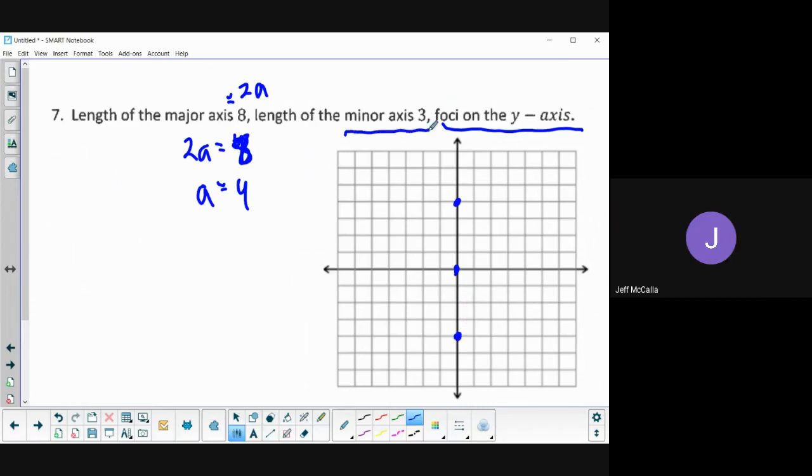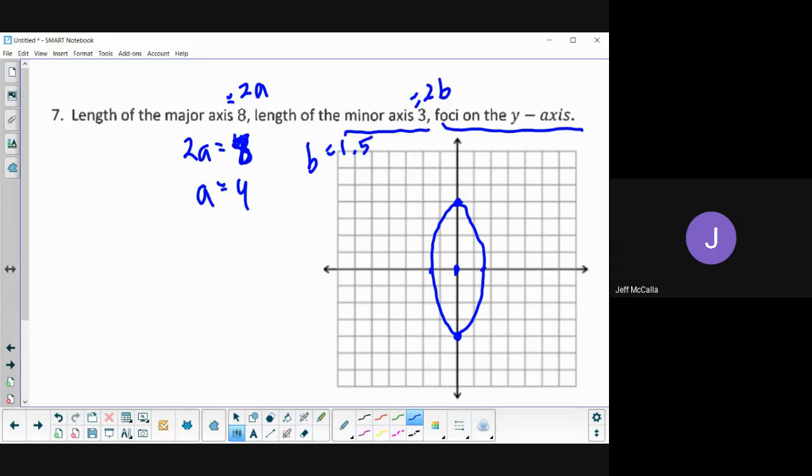And then the minor axis is 3. So how far do I go to the right and left? 1.5, right? Half of that, because the minor axis is always 2b, so b equals 1.5. So 1.5 to the right and 1.5 to the left. And did it say to find the equation of the ellipse? So this is an ellipse. We didn't actually have to draw it technically, but b is equal to 1.5.